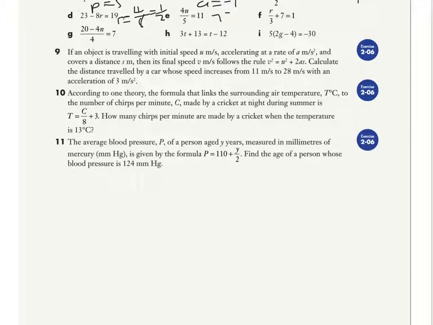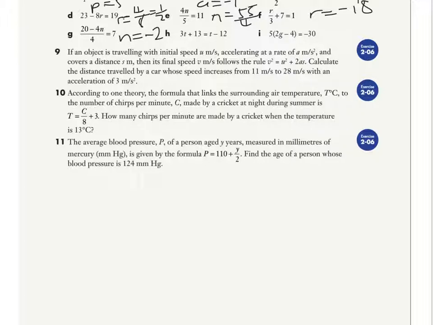Divided by 4, it gets you 55 on 4. Take away 7, you get negative 6. Times by 3, you get negative 18. Times by 4, in G, you get 28. Take away 20, you get 8. Divide by negative 4, you get negative 2. Okay, H, take t away from both sides, so you get 2t plus 13 equals negative 12.